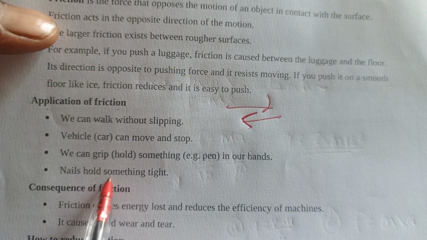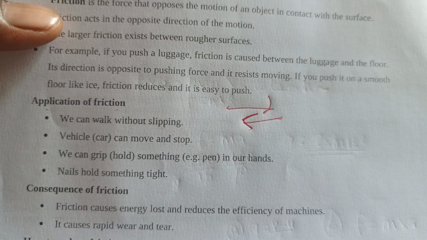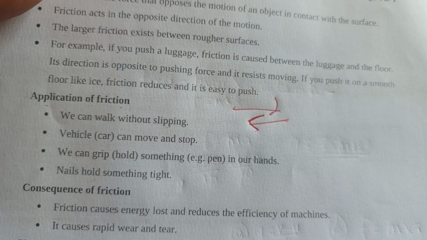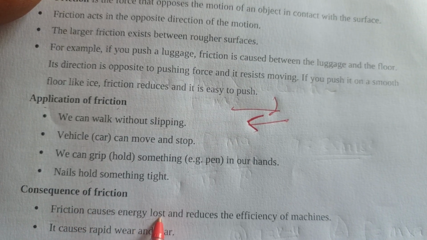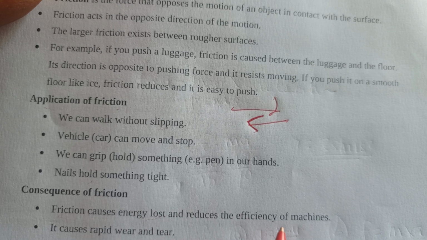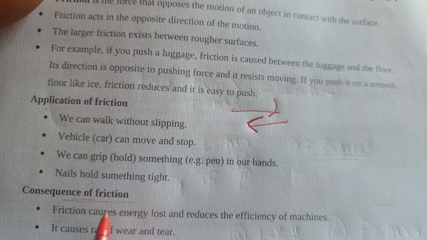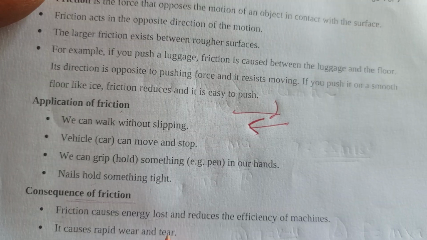Nails hold something tight. It's also part of friction, but the same friction has some consequences. Friction causes energy loss and reduces the efficiency of a machine. So these are the effects, or consequences, of friction. It also causes rapid wear and tear.